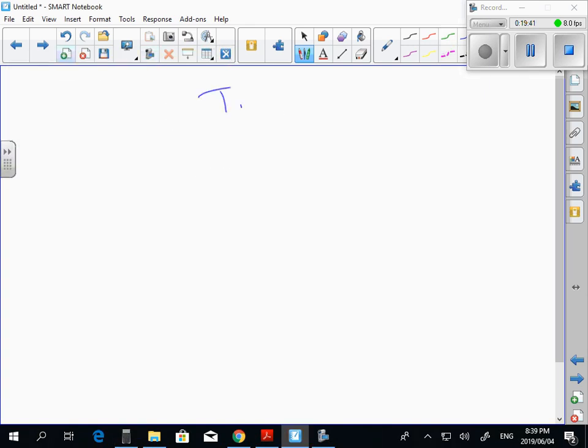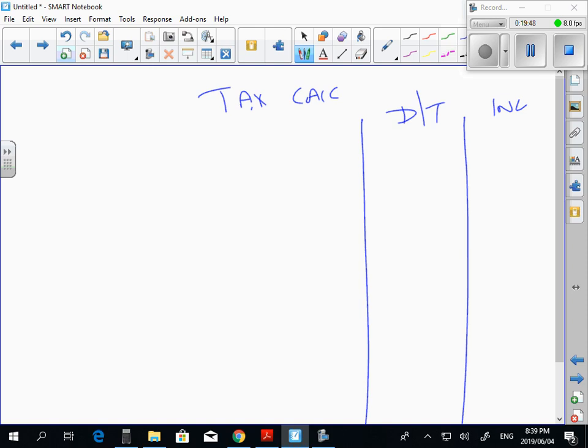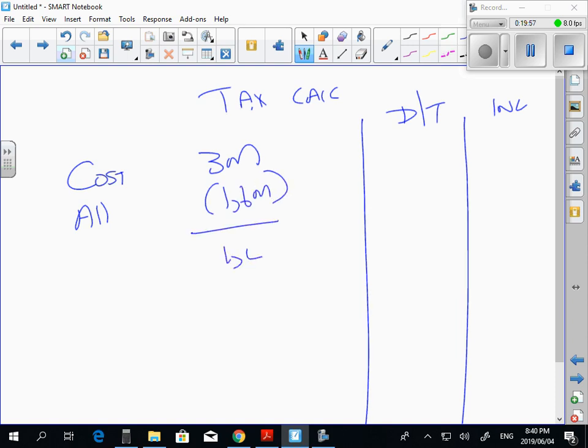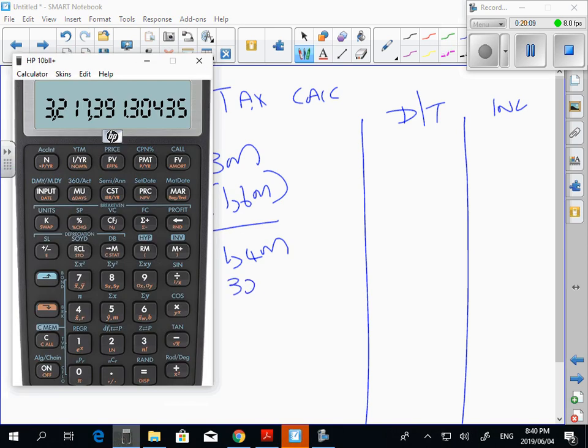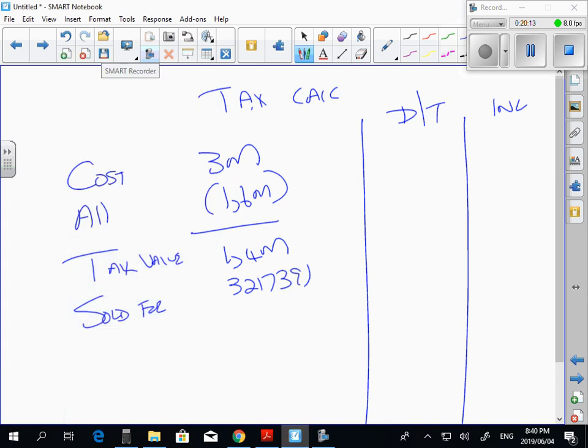And then guys, in my tax calc, I'm going to have a cost originally of 3 mil. Allowances are going to be 1.6, give me a tax value of 1.4, sold for 3,217,391. Guys, comfortable with that?